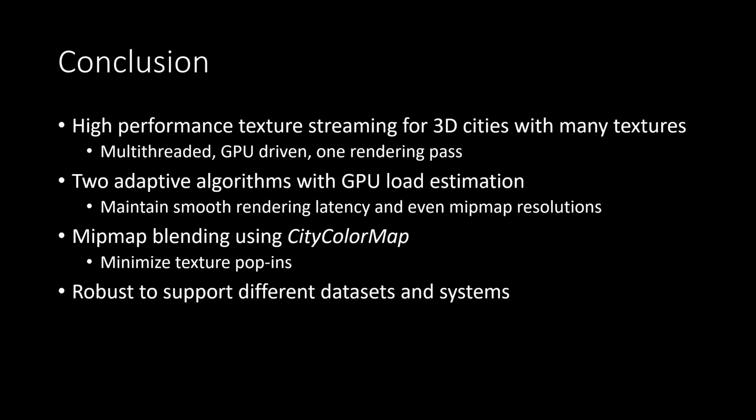To conclude, we have provided a high-performance texture streaming system for rendering 3D cities with large numbers of textures. Our system is multi-threaded, GPU-driven, and requires only one rendering pass. We created two adaptive algorithms with GPU load estimation to maintain a smooth rendering latency and an even mipmap resolution throughout the rendering. We also blended original colors from the CityColormap with low-resolution mipmaps to minimize texture pop-ins. Under testing, our system is robust to support different city datasets and computer systems.